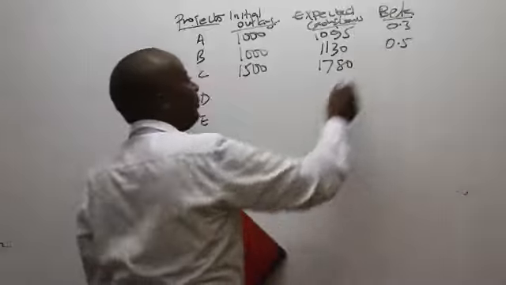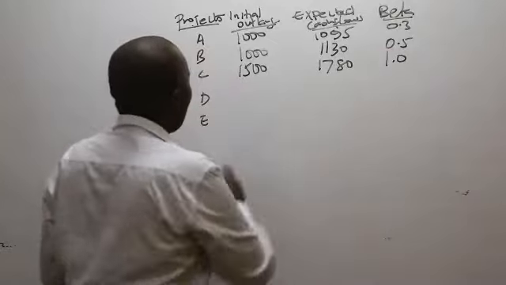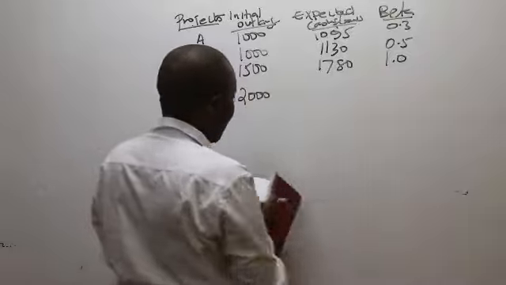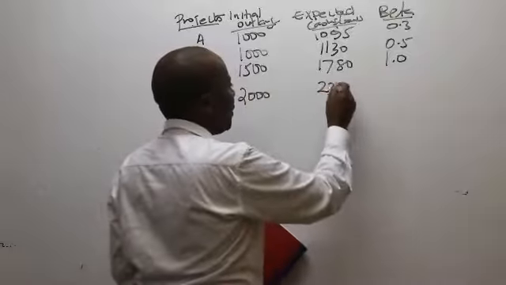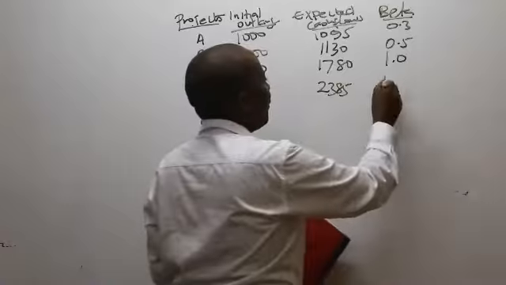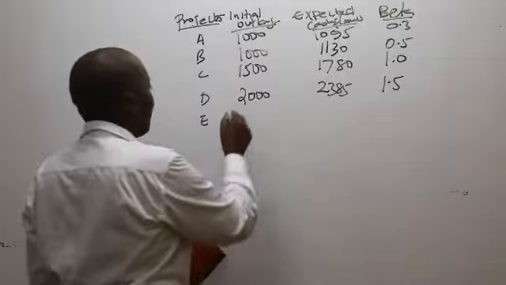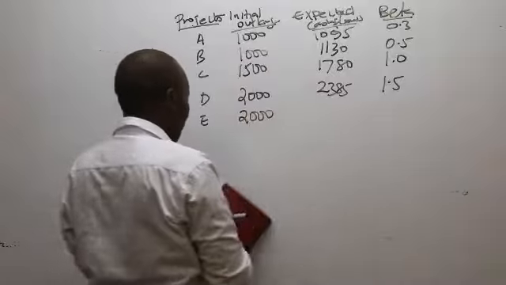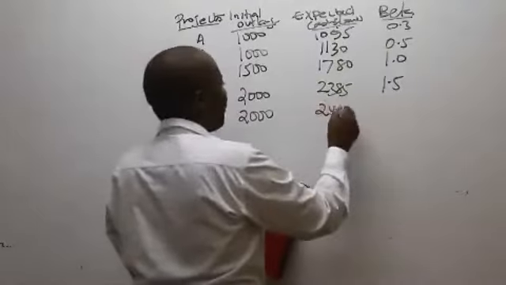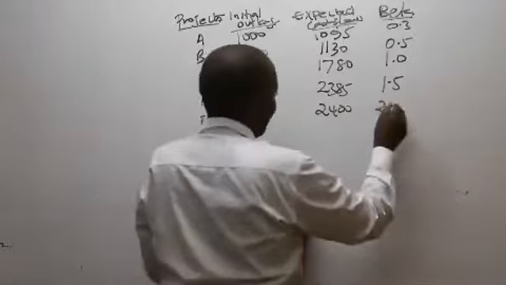Ladies and gentlemen, after that, D, we have 2,000, then 2385, and a beta of 1.5. Then E, we have 2,000, then 2,400, and then a beta of 2.0.